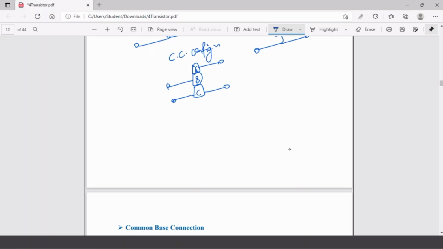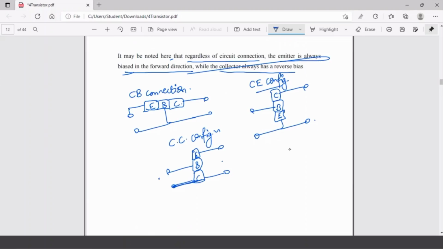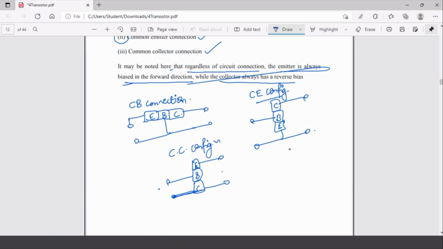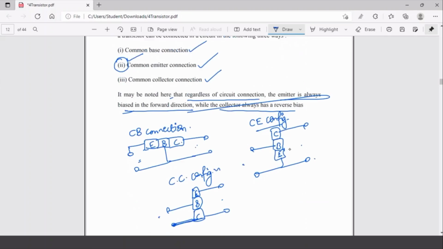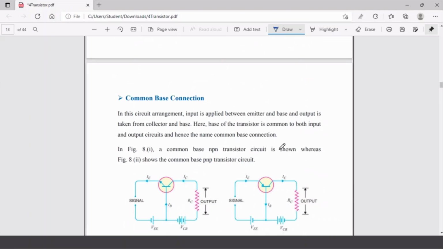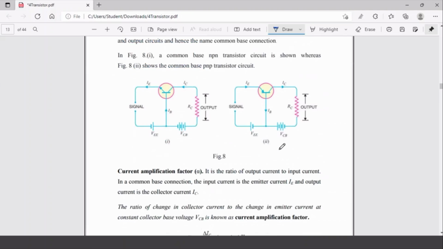Since there are three terminals here, taking one as a common, here collector is the common between the input and output. Common emitter means the emitter terminal is common between input and output, and common base means base is common between emitter and collector, between input and output. So depending upon the connections, we have these three types of configurations. I hope that is clear.